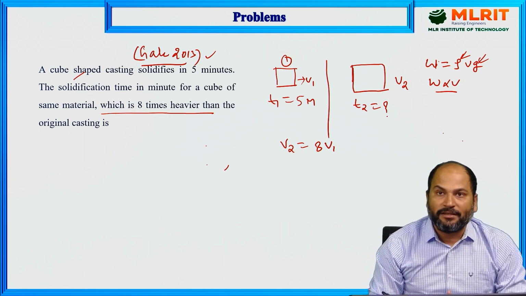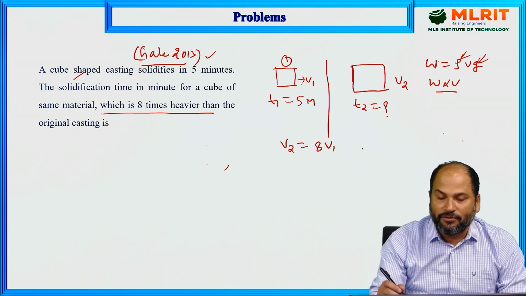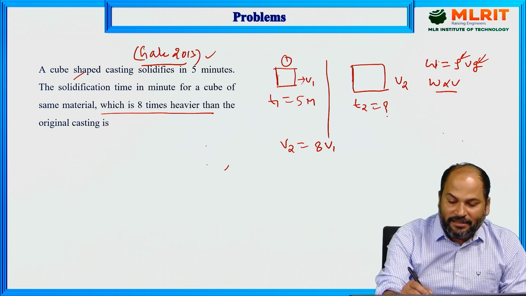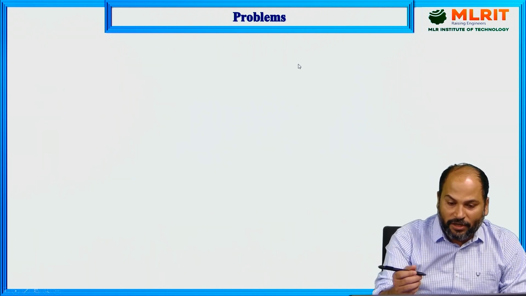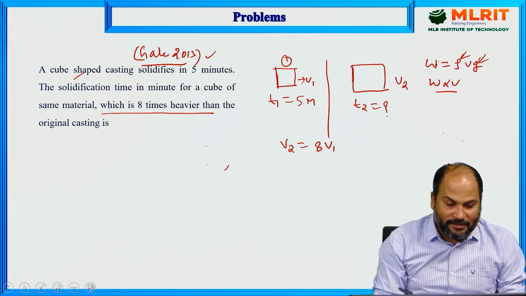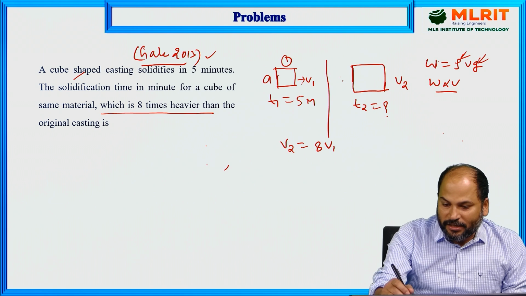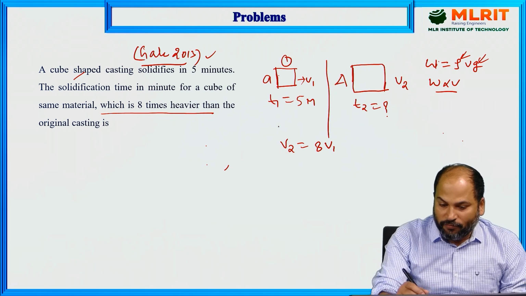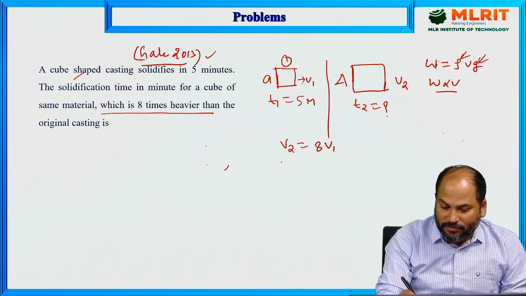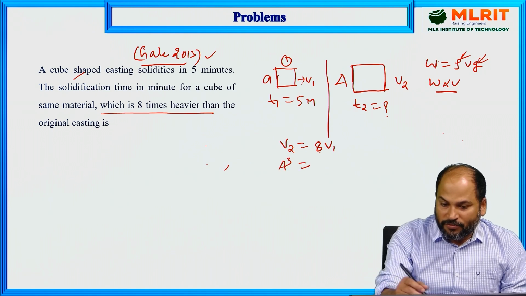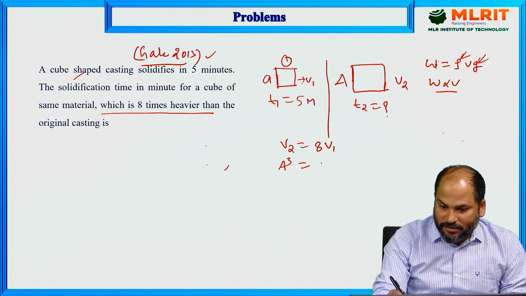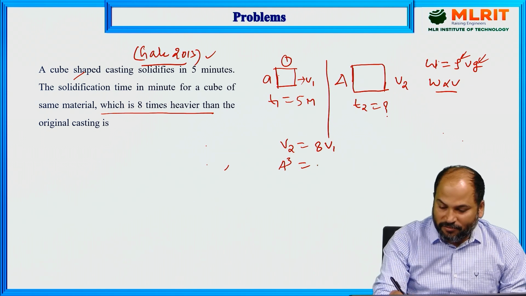So we have to calculate this T2. We know the formula, so easily we can calculate. If V2 is equal to 8 V1, and if we assume that this cubical shape has a side length of small a, and this has capital A, so we can write the volume for the first one as a cube, and for the second one the volume will be 8 a cube.